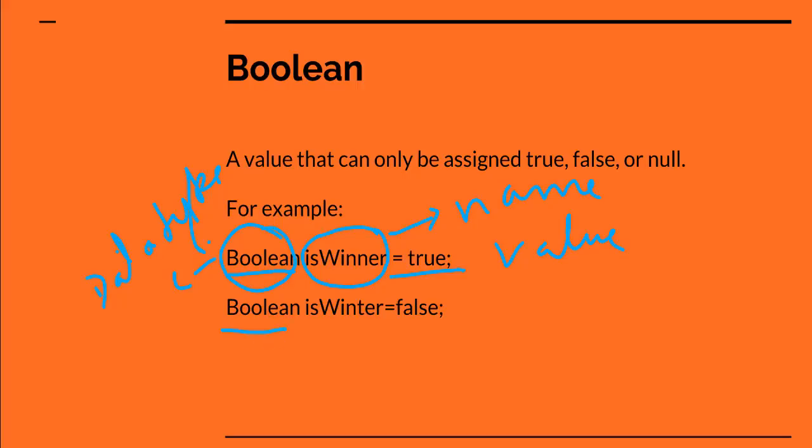Similarly, this one: Boolean isWinter equals false. So here, this is the data type. What is the name of the variable? This is the name of the variable. What is this? This is the value for the variable. So anytime you declare a variable, you have to specify the name, the type, and you might specify the value as well. So a value that can only be assigned true, false, or null is called a Boolean.